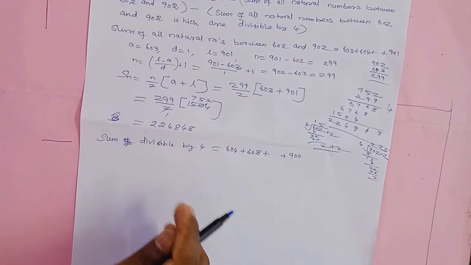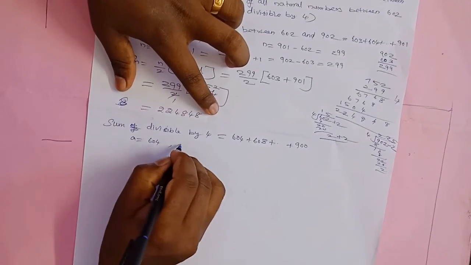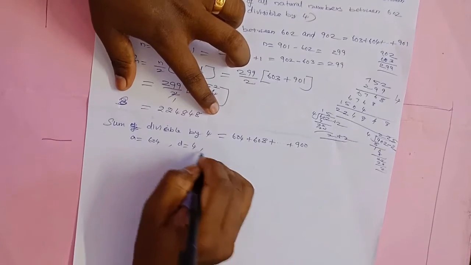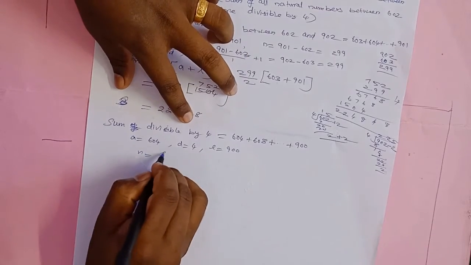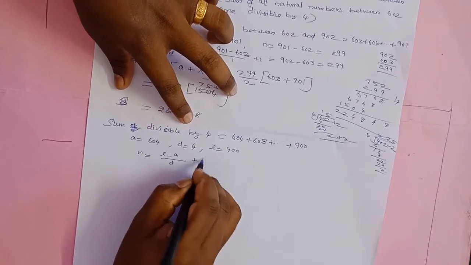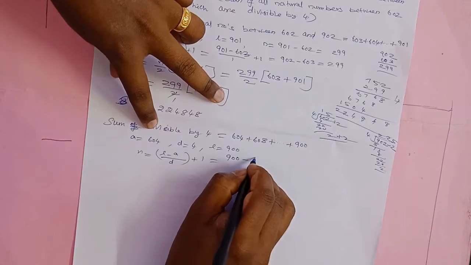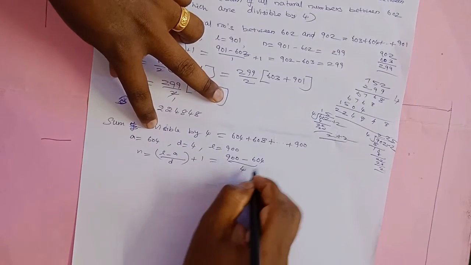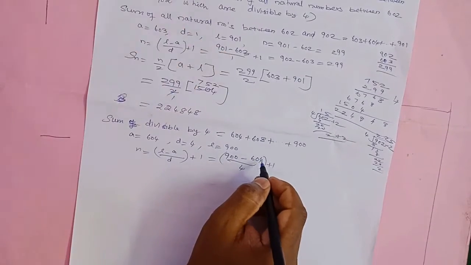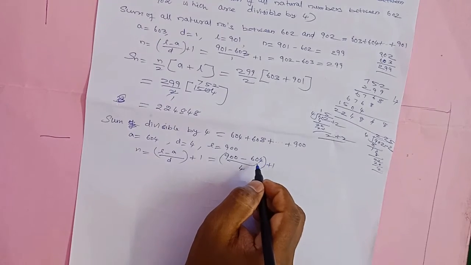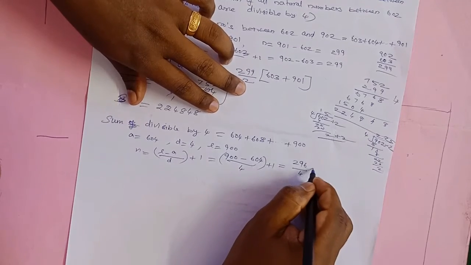So this is the sum of numbers divisible by 4, where a is equal to 604, d is equal to 4, and the last term L is equal to 900. So the number of terms n is equal to the formula (L minus a) by d plus 1. Which is equal to (900 minus 604) divided by 4 plus 1. First we subtract 900 minus 600, which is equal to 300. Here the extra 4 gives 296, which is equal to 296 by 4 plus 1.